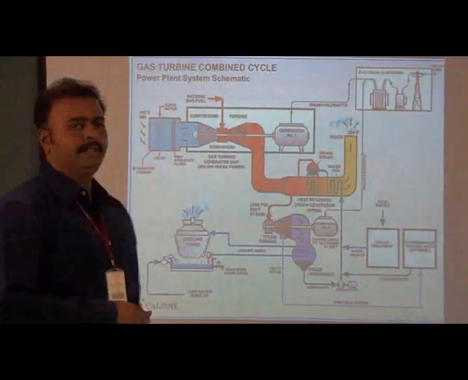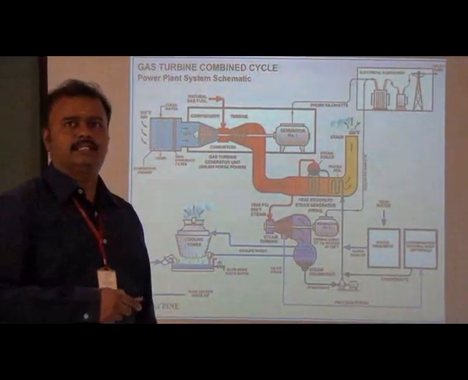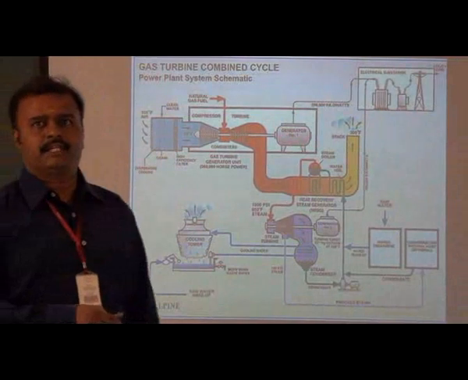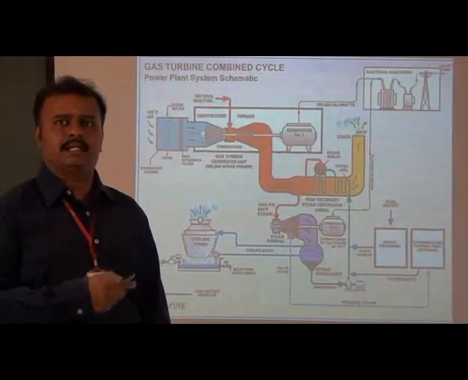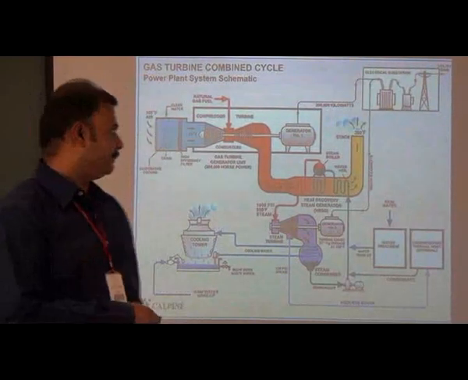This is a typical gas turbine combined cycle. Because the efficiency of the gas turbine power plant is very low, the gas turbine power plant is coupled with some other power plant and it is utilized for industrial purposes.